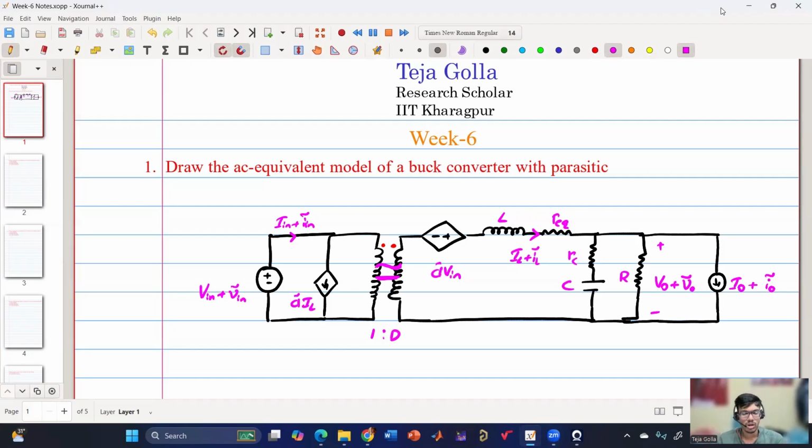Okay. So now, if you see in this circuit, there are some DC terms as well as some AC terms. So we have discussed that for the DC equivalent model, we have to remove the AC perturbation terms. So we have removed the AC perturbation terms and then we got the DC equivalent model. So now here I am asking, draw the AC equivalent model of the buck converter with parasitics. So the overall model I have given. So if now I am asking for the AC perturbed or AC equivalent model, what should I be doing?